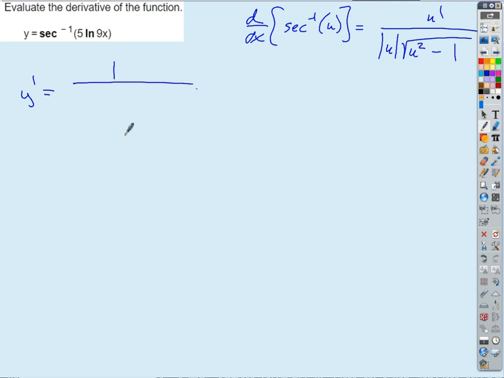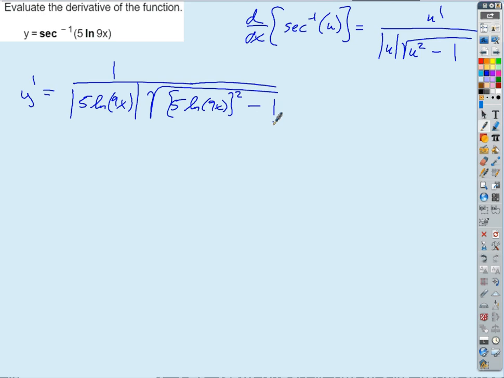So I get 1 over the absolute value of u, right? Times the square root of u squared minus 1, times u prime. Now the derivative of 5 times the log of 9x.